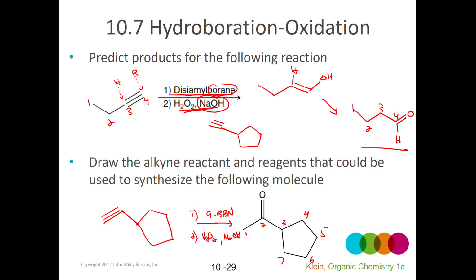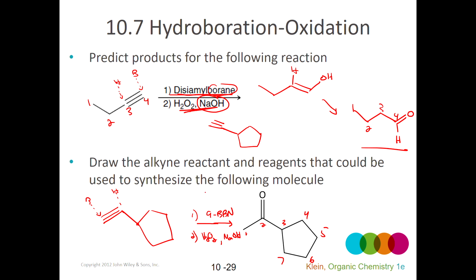That would first add the boron and the hydrogen across the pi bond. Then the boron would be replaced by an oxygen. But that would give me the wrong regiochemical outcome. Right? So I have to be careful. There's two ways to convert an alkyne into a C=O double bond, and I have to decide which to use based on Markovnikov versus anti-Markovnikov.